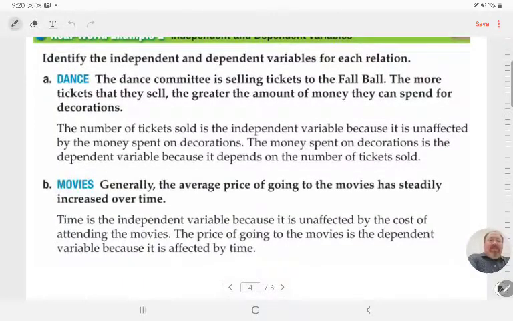B. Generally, the average price of going to the movies has steadily increased over time. So time is the independent variable because it's unaffected by the cost of the movie tickets. However, the price of going to the movie is the dependent variable because it is affected by the time. Okay? All right.